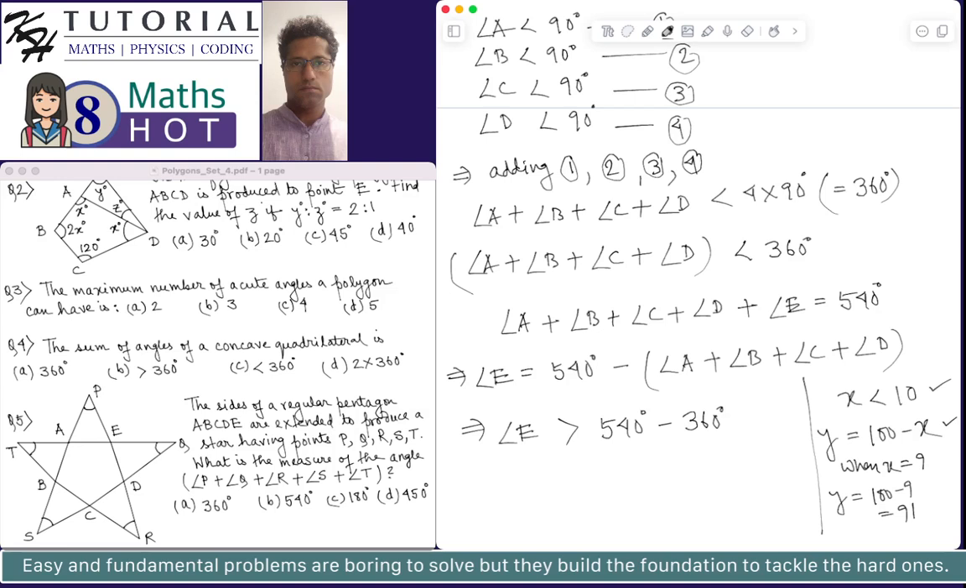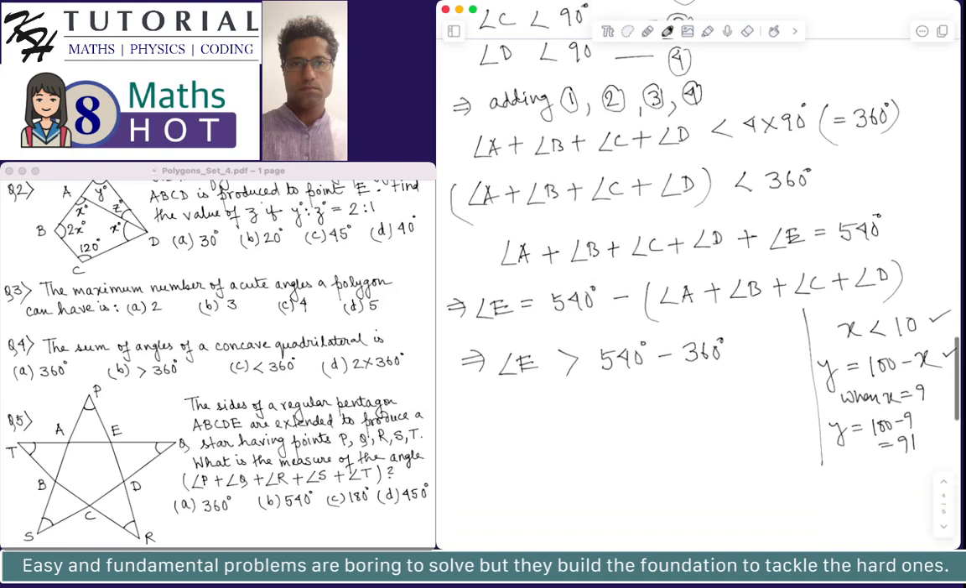So the minimum value of y will be 91, or we can say from these two facts that y will be greater than 90.